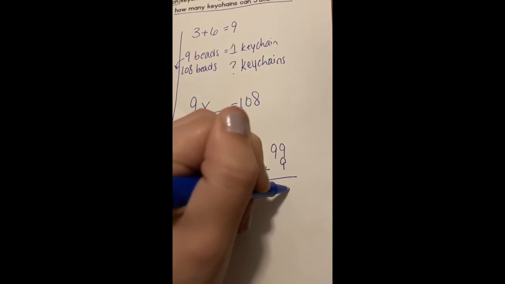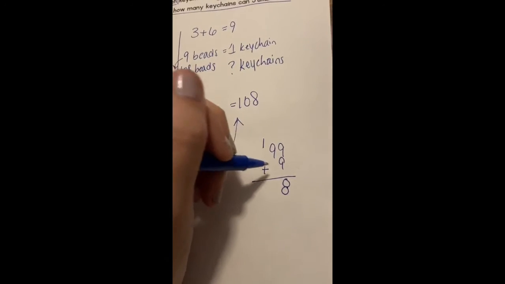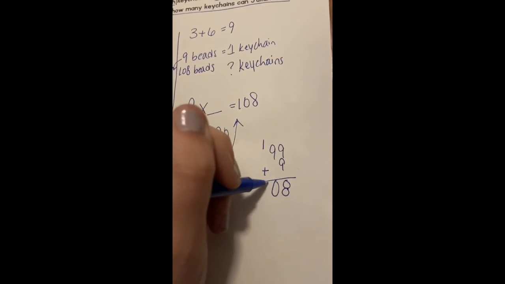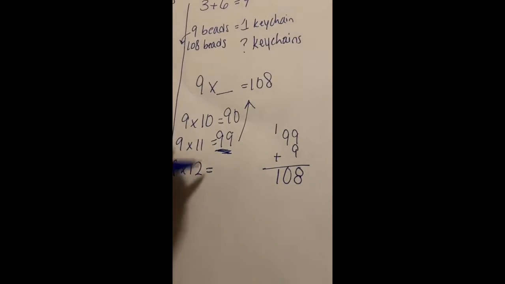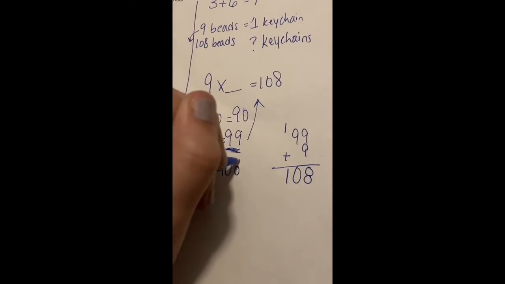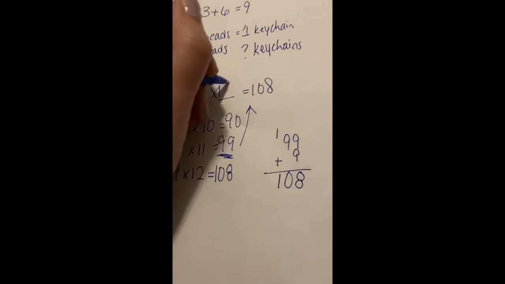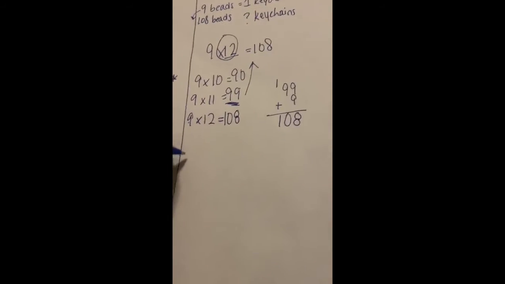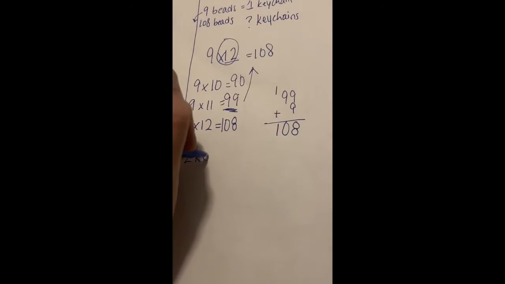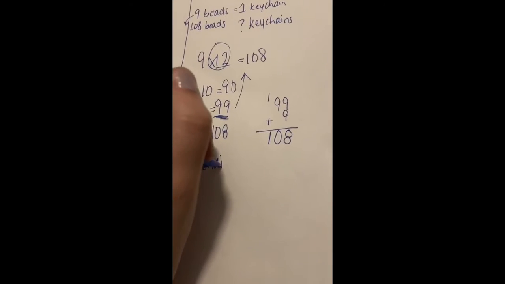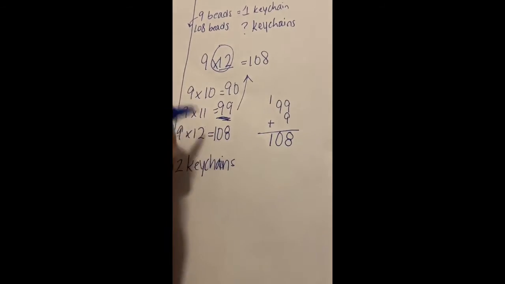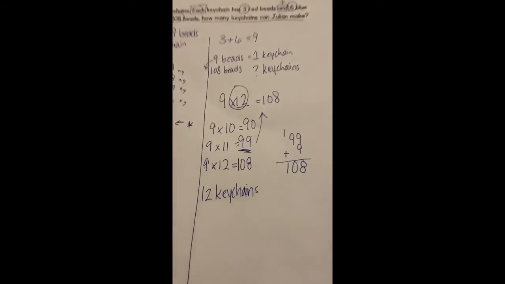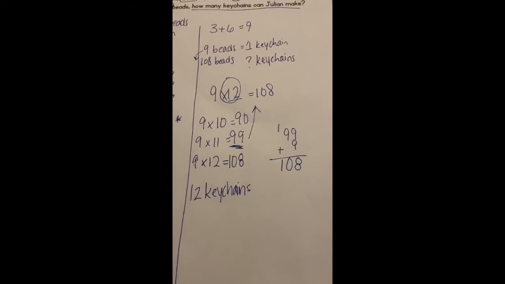9 plus 9 is 18. Then I'm gonna carry my 1 up, and 9 plus 1 equals 10. And look at that, it's 108. So now I figured out that 9 times 12 equals 108, and I know that 12 is my missing number that I was looking for. So I know that it's gonna be 12 keychains. This is a lot easier way to do it, and it just is quicker, okay? So you wanna be thinking about what's the easiest and quickest way I can get through this, okay?